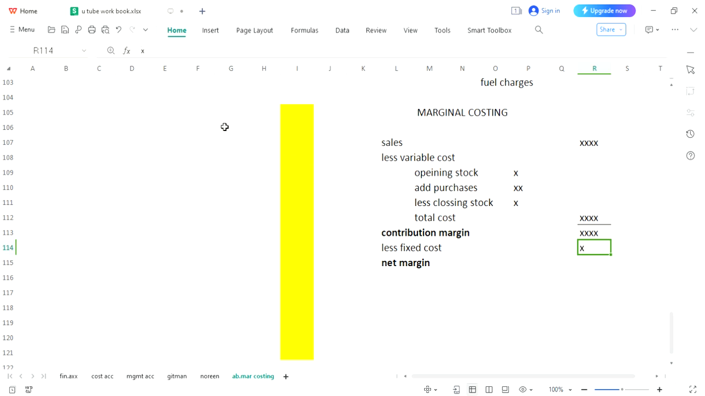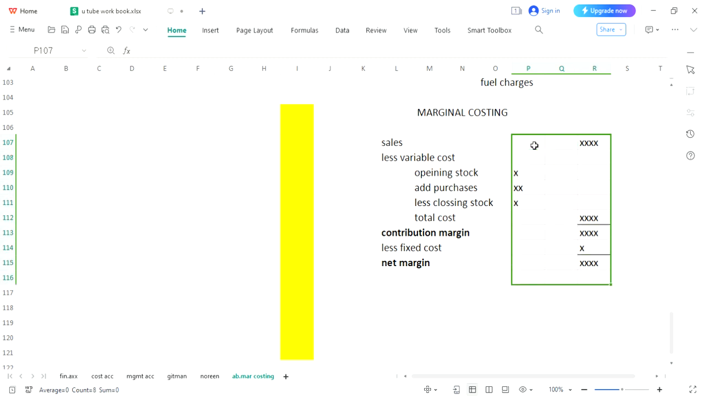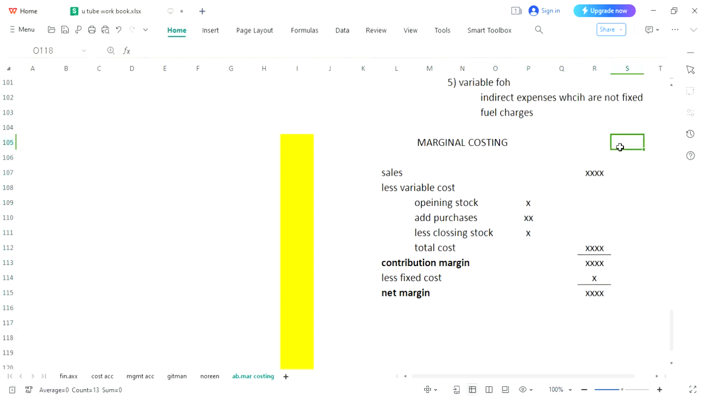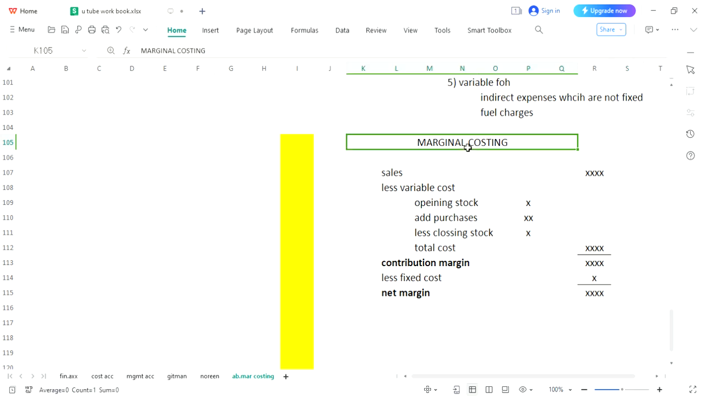When you subtract fixed cost from contribution margin, you get your final net margin, and you write the amount over here. In this way, you complete your costing procedure under the marginal costing system. This is different from the absorption costing system. So please take a screenshot over here and keep it in mind.